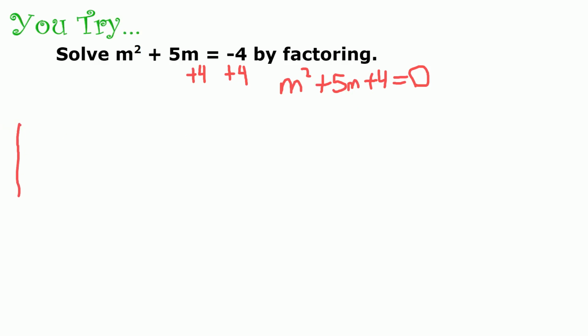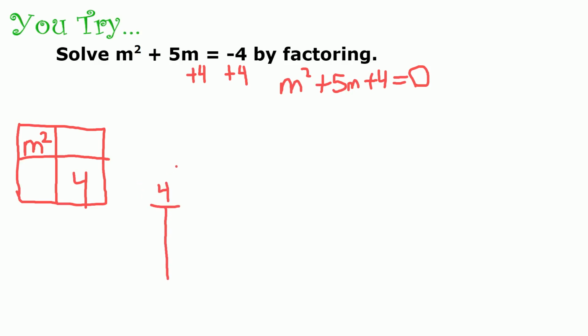you're able to use your box. We put our first term of the trinomial in the top left, so we go m squared here. We put our last term in the bottom right, we have 4. Then we take the coefficient of a and multiply it times c. That gives me 4. And I'm going to look at the factors of 4 that add up to be 5m. Now remember, these two boxes right here have to add up to equal 5m.